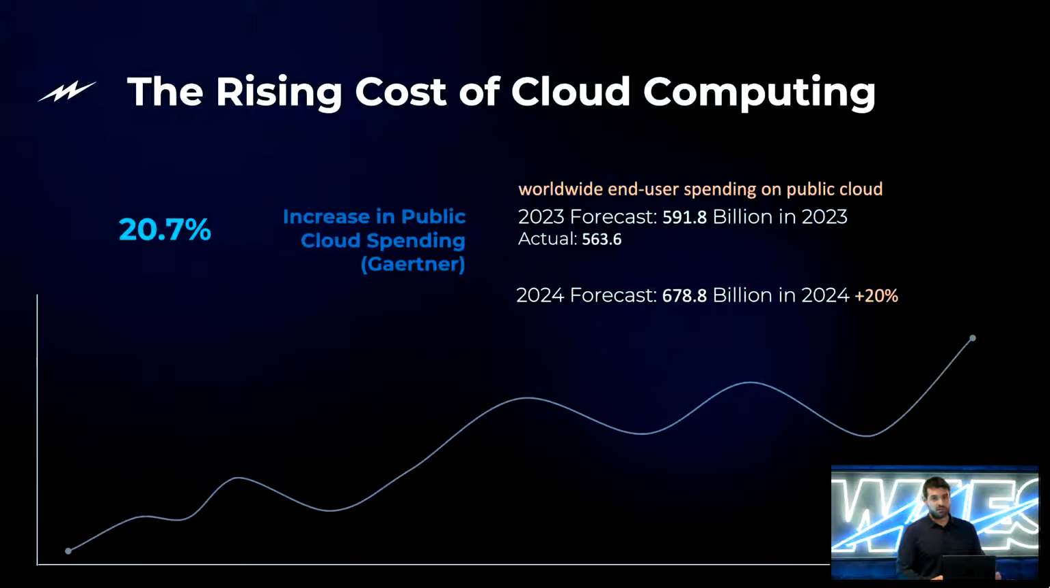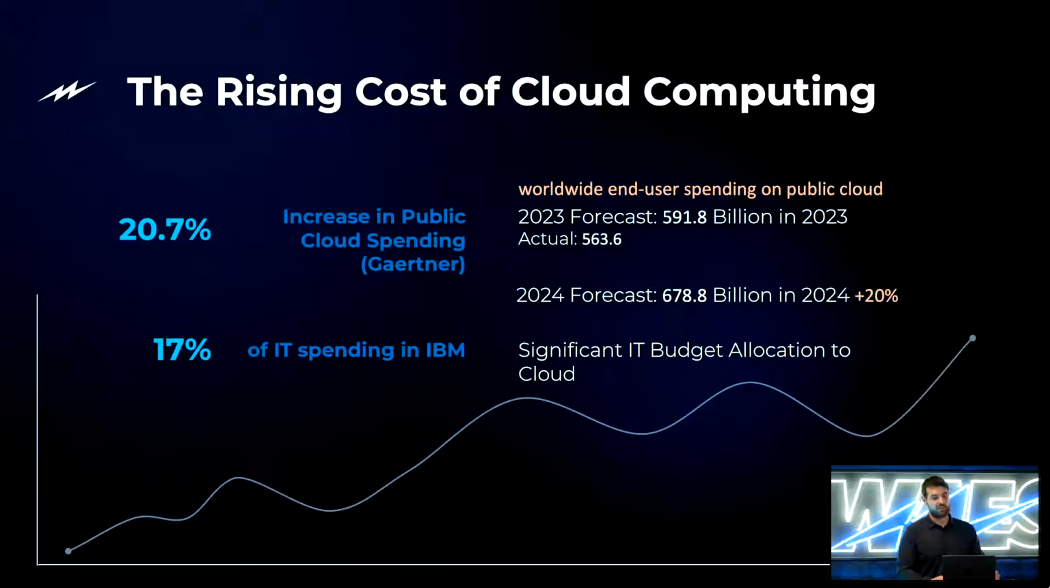And again, their new forecast for 2024 is 678 billion. So year by year, we're increasing 20% in cloud spending. And even now, the market is still a little weird, a little in crisis, so companies are already looking at ways to reduce costs. And that's why I wanted to talk about how we can do that effectively.